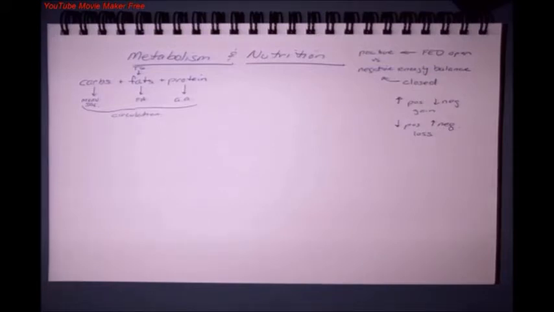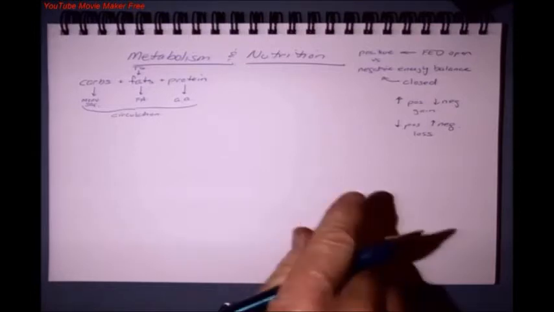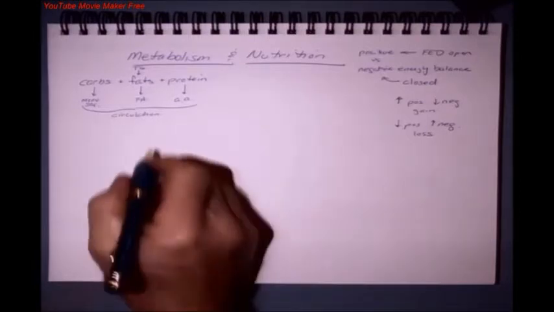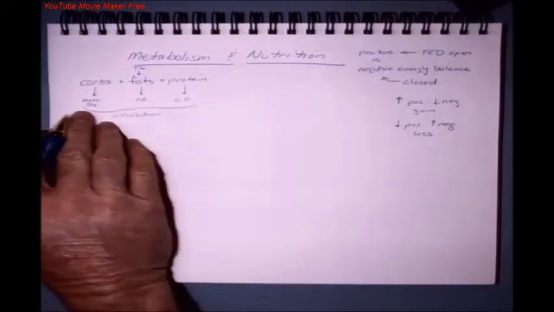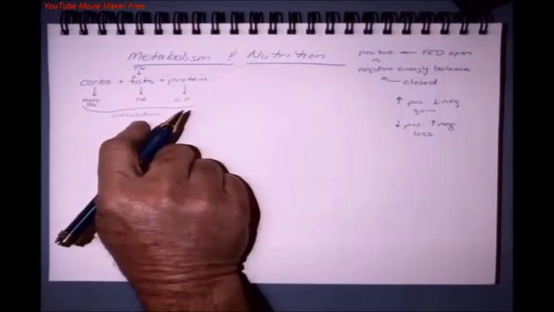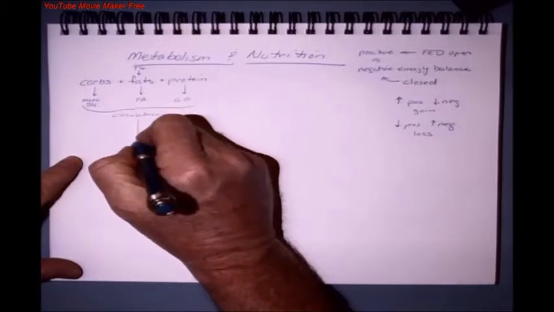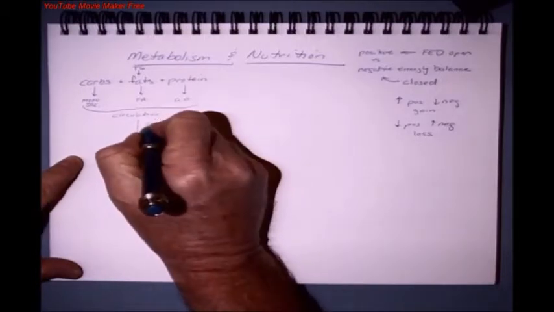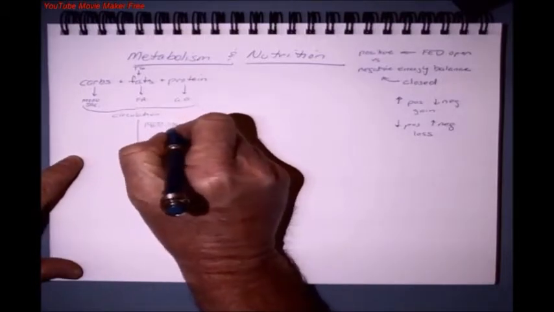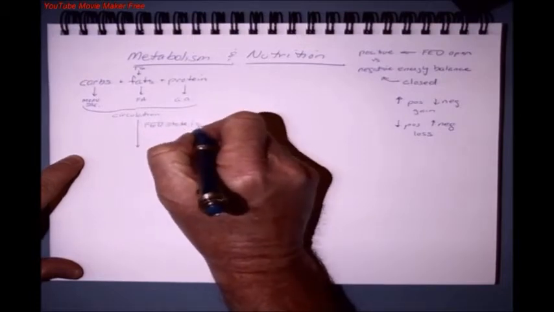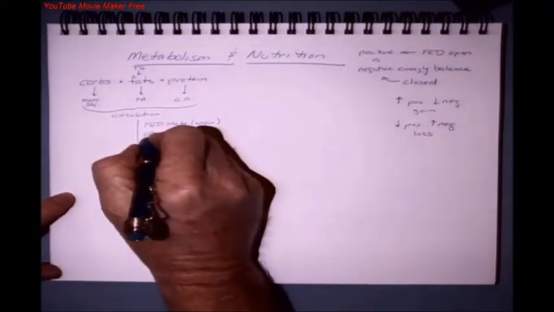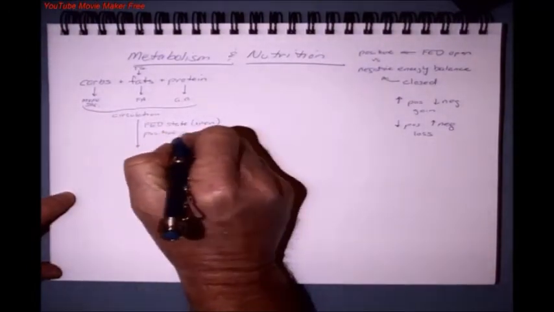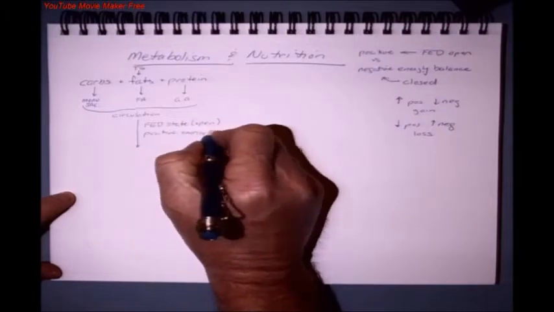Now let's zoom in a little bit on this positive and negative energy balance. So we've got our carbs, fats, proteins broken down into our monomeric units. We are now in our circulation. This is considered the fed state. So this is our open state. We are taking fuels in. This is also considered a positive energy balance.